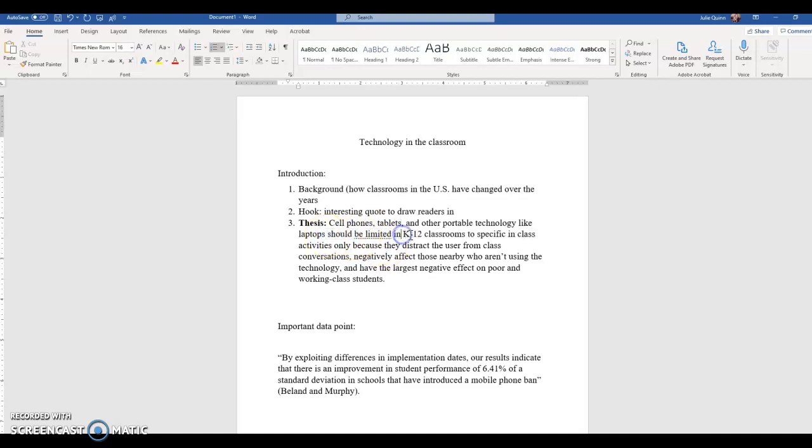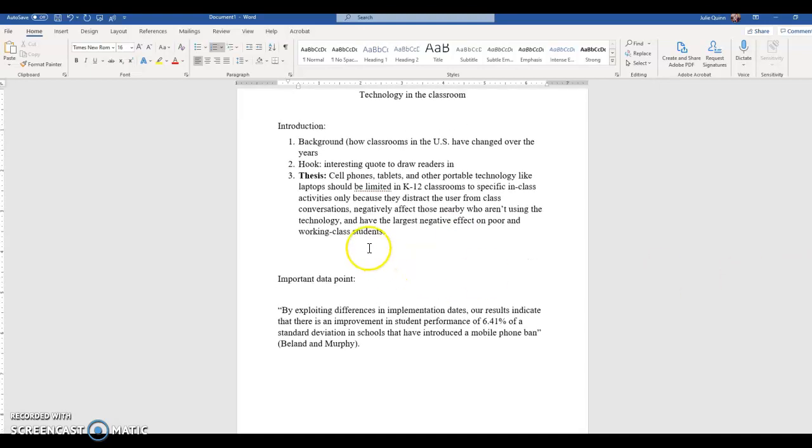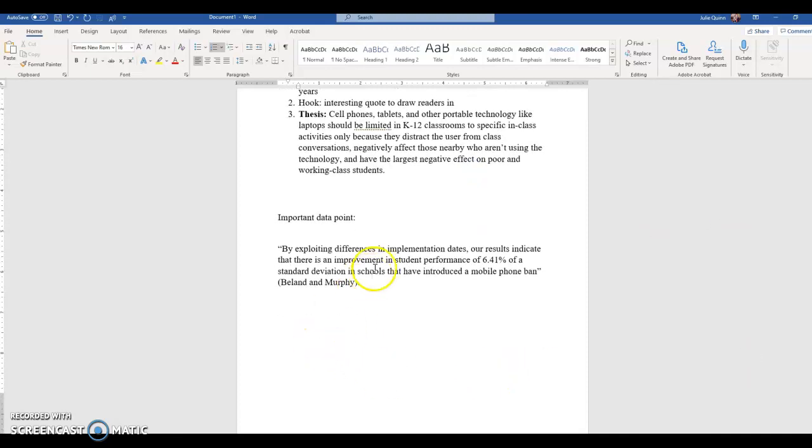So we know that I've got a thesis statement in K-12 classrooms. So we know I've super limited it to not college, but K-12, to specific in-class activities. We probably want to hyphen that. Only because they distract the user from class conversations. They negatively affect those sitting nearby who are not using the technology, and have the largest negative effect on poor and working class students. This data could have been gleaned from that article had you read the article about distraction.